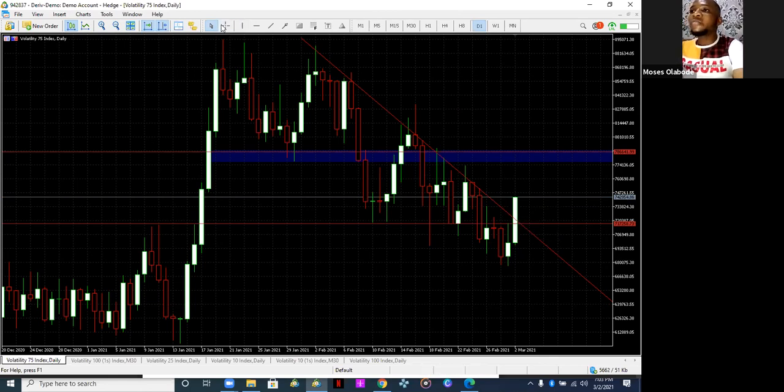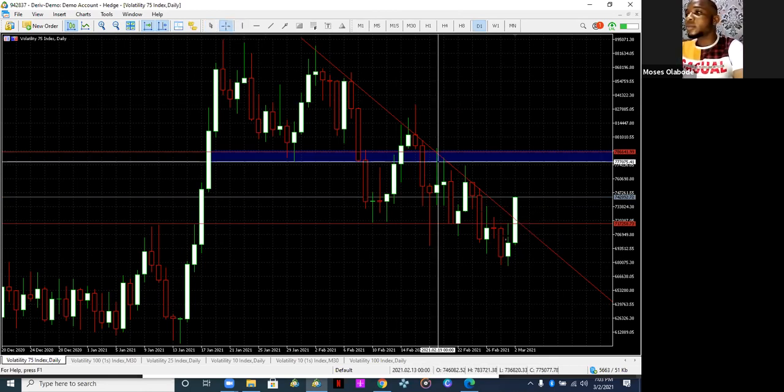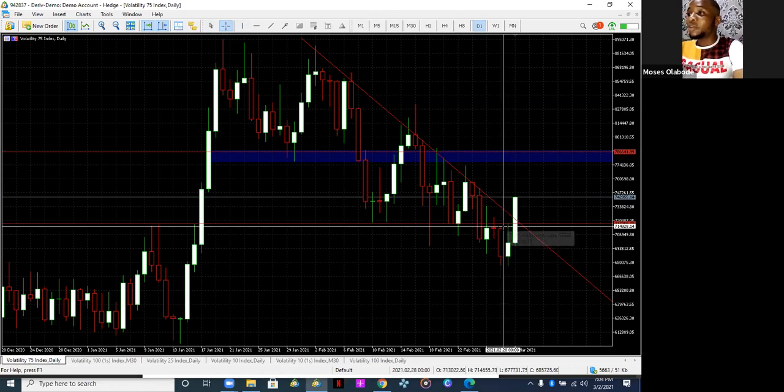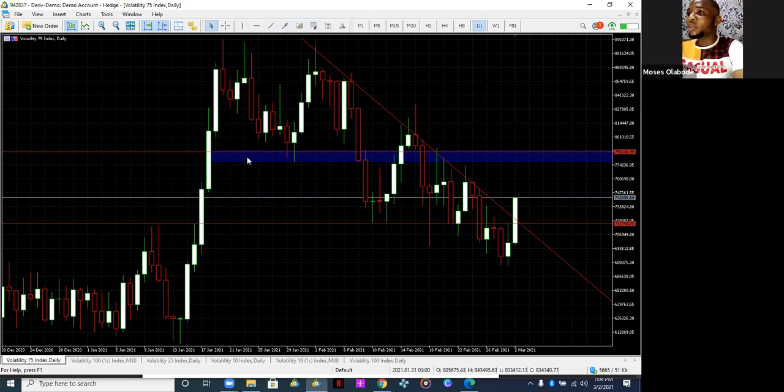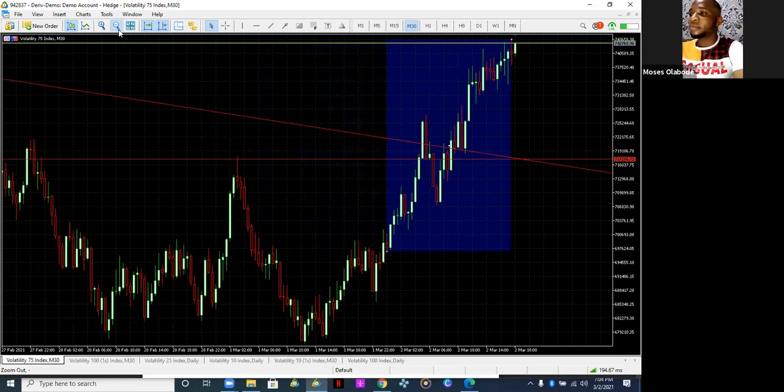So if at the end of today, this candle closes above here, we can be looking for buy opportunities. So based on what I'm seeing here, since I've marked where I'm going to exit, because this is a potential market exit zone, I can decide to buy from somewhere around here. Let me use this rectangle to mark today's candle. So that's okay.